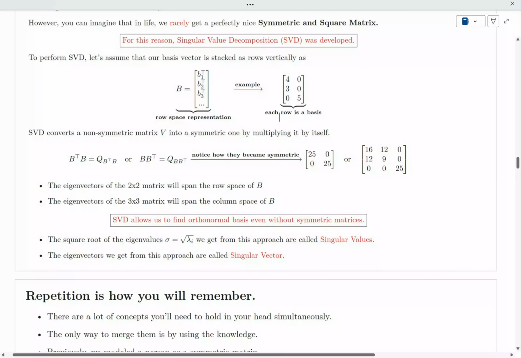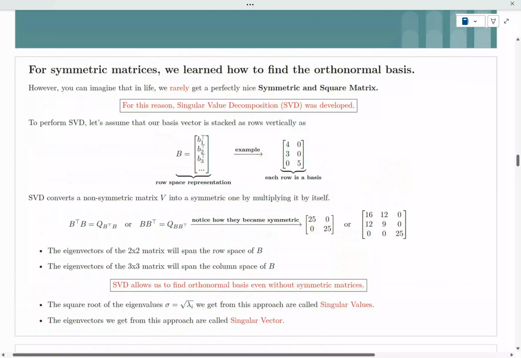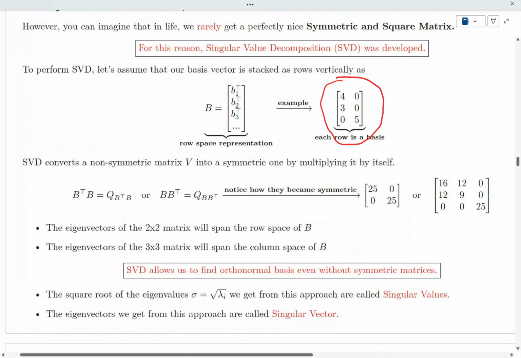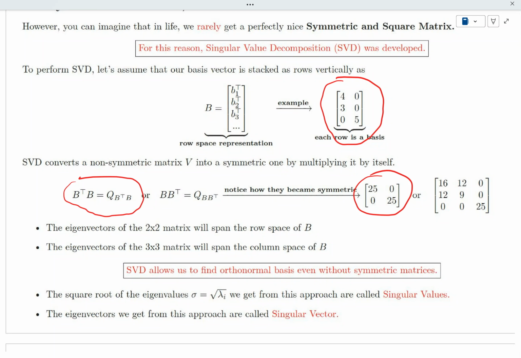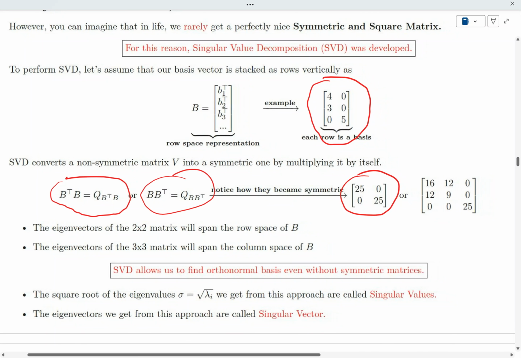SVD is really simple. If you know eigen decomposition, we just take the matrix and multiply it by its transpose. So you can multiply B by B transpose, or you can do B transpose times B. Notice you can do it either way. If you do it this way, you get a symmetric 2 by 2 matrix. If you do it this way, you get a symmetric 3 by 3 matrix. So you can always convert any matrix to a symmetric matrix by multiplying it by its transpose.